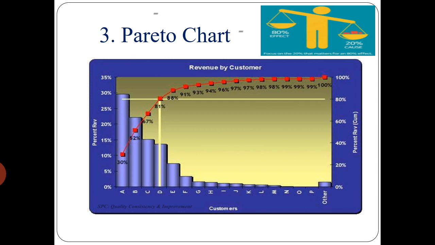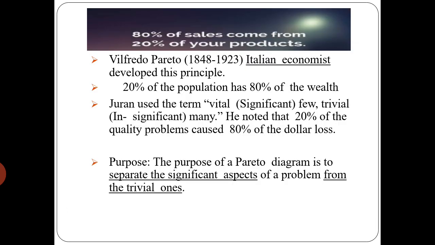First one 30, second 22, so cumulative is 52. Third one again 15 percentage, so total 67. Like that, the fourth one will become 81. So only the first 4 persons are contributing 81 percentage. So the Pareto chart is used to make the important and unimportant distribution of the data.